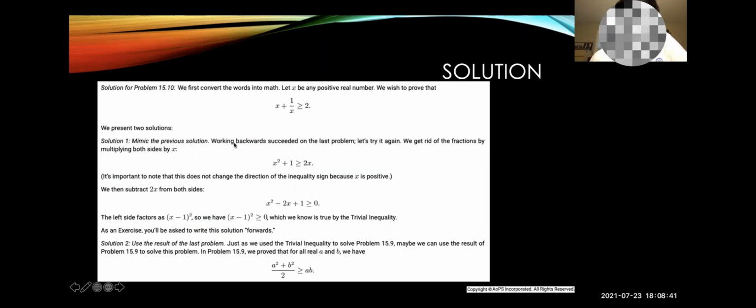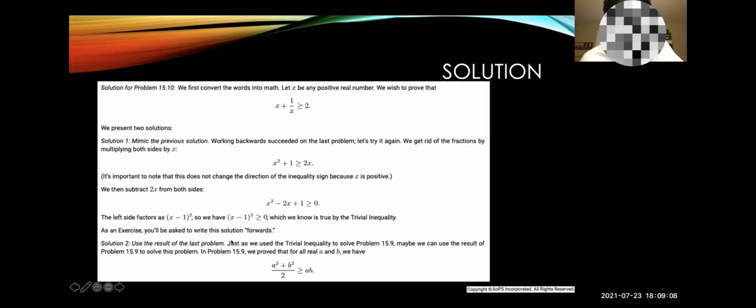What you can do here is get rid of the fraction and multiply both sides by x. So you get x squared plus 1 is greater than or equal to 2x. Subtract the 2x over to the other side, and then we know this is always true. We know this is true because of the trivial inequality: if we make this (x minus 1) squared, anything squared is always at least 0, or greater than or equal to 0.